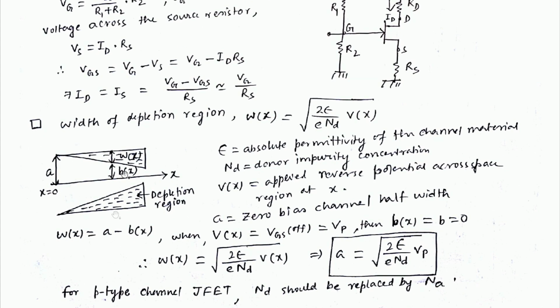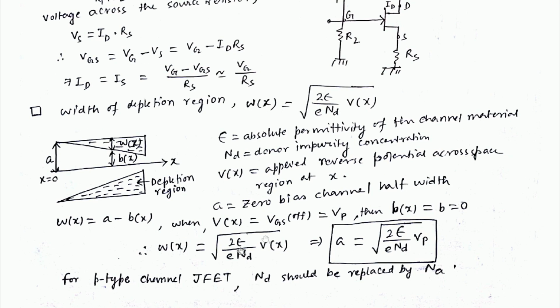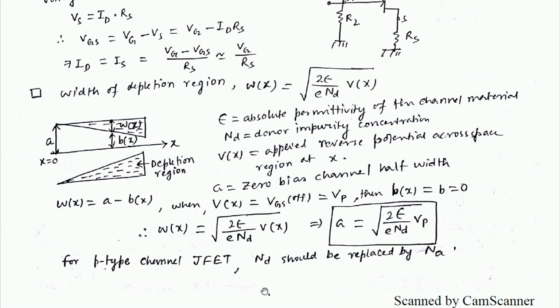Wx equals A minus bx, where Vx equals VGS equal to VP, then bx equals b equals 0. Therefore, Wx equals 2 epsilon by e Nd into Vx, meaning A equals root over 2 epsilon by e Nd into VP. This is for N channel. For P type channel JFET, Nd should be replaced by Na, and other things will remain the same.